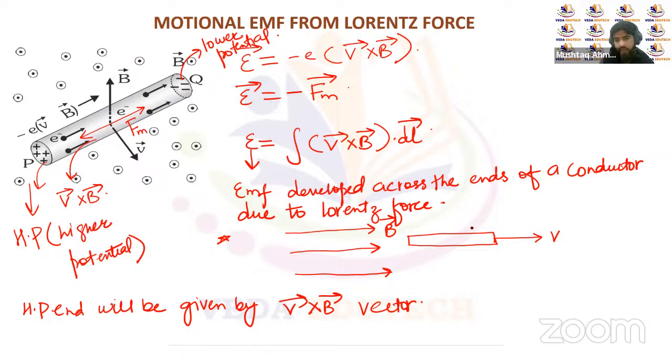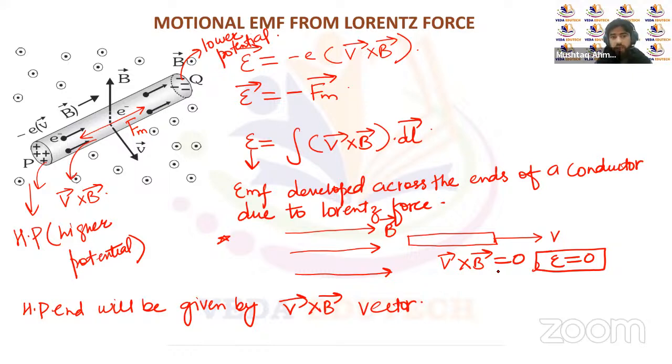You can see that the velocity vector is actually along the direction of this magnetic field vector. If the velocity vector is along the direction of the magnetic field vector, then V cross B in this case will be equal to 0, right? If V cross B is 0, it means that the EMF developed across the two ends of this conductor will be equal to 0.